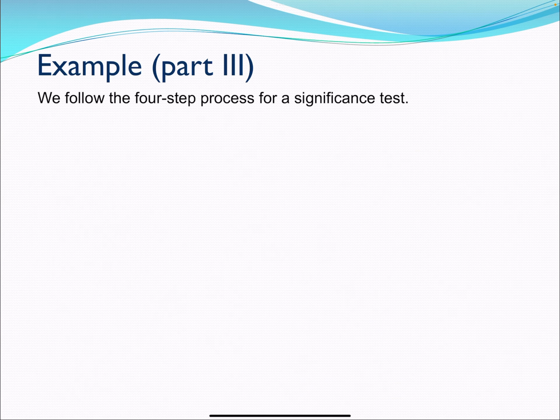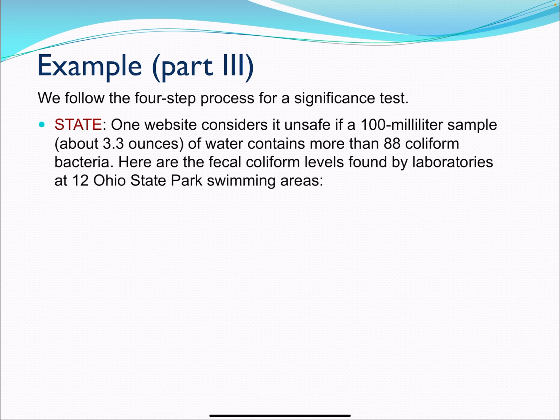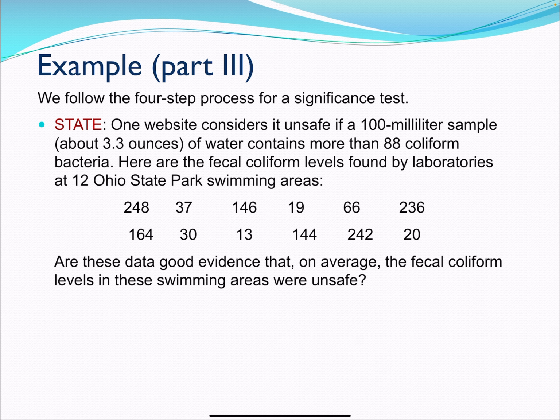So we should definitely go through an example. We're going to follow the 4-step process for a significance test. First, we need to state our data. One website considers it unsafe if a 100 milliliter sample of water contains more than 88 coliform bacteria. Here are the fecal coliform levels found by laboratories at 12 Ohio State Park swimming areas. So here are 12 pieces of data. Is this data good enough evidence that, on average, fecal levels in these swimming areas were unsafe?